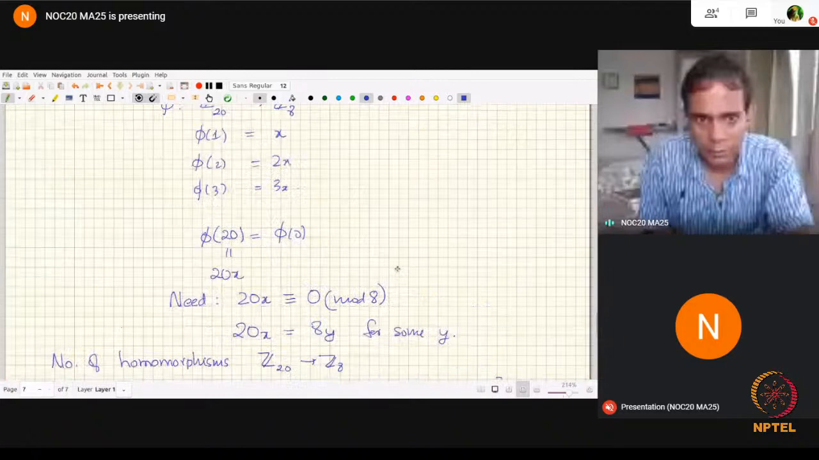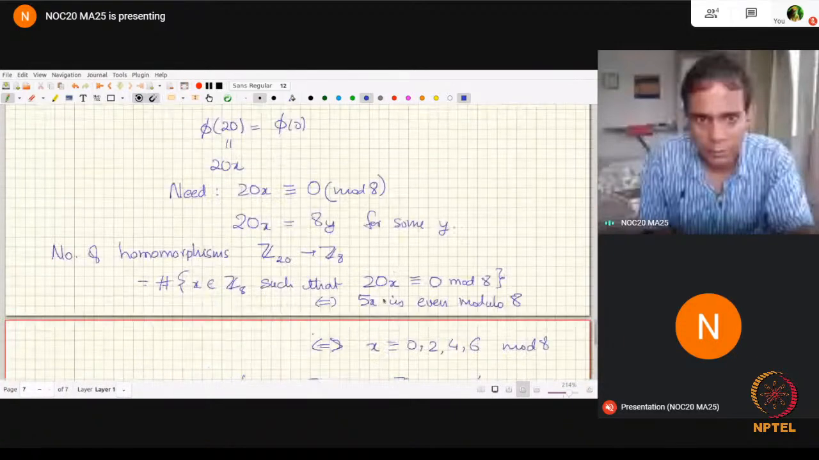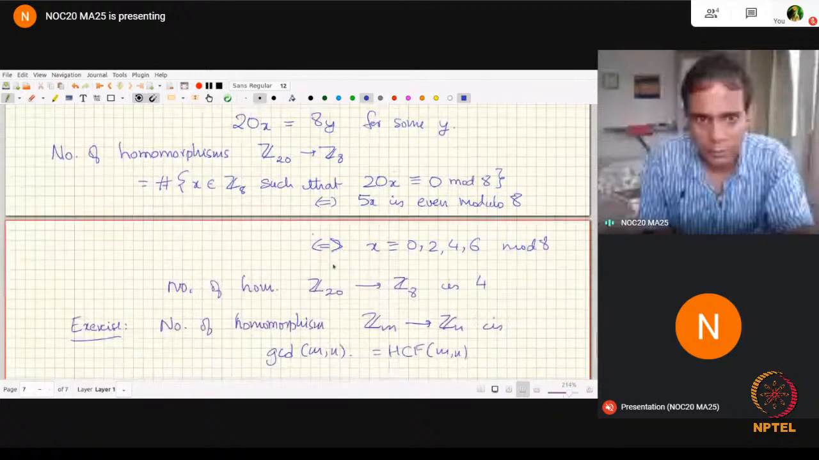If you're not sure why these last two steps are equivalent, you can just try it out by hand and see which elements between 0 and 8, when you multiply by 5, give even residues mod 8. Giving an even residue mod 8 just means that 5x is even. So if 5x is even, x has to be even. Yeah, that's it. Okay, so I hope that answers that question.